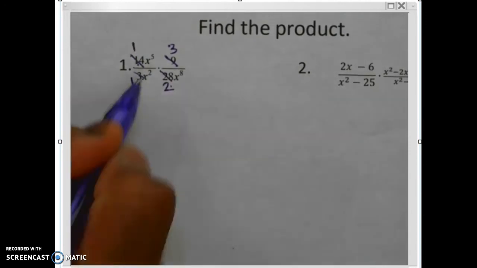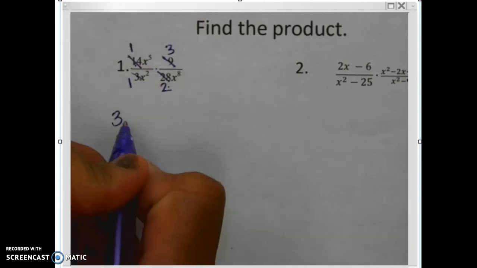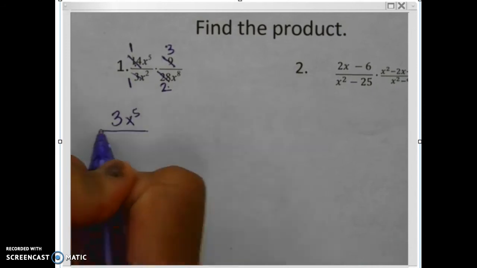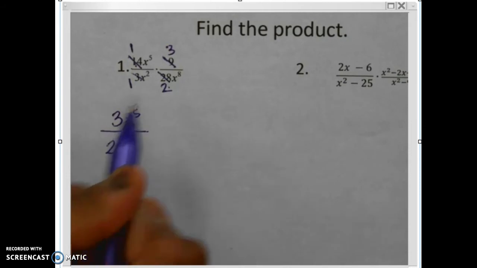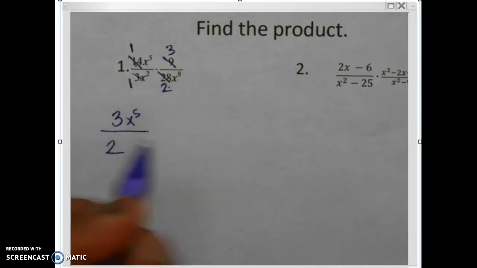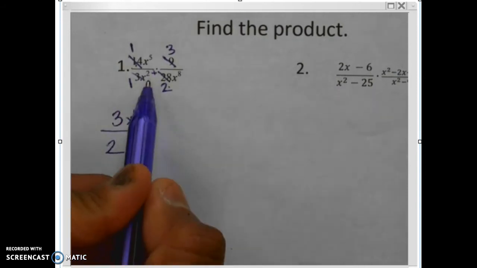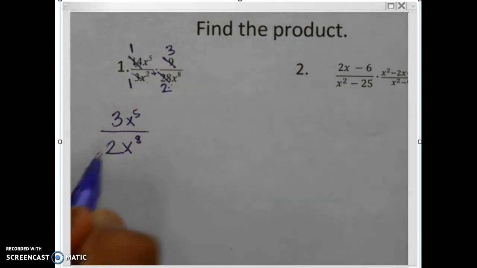Let's look at what's left. 1 times 3 is 3 up top. And then I still have that x to the 5th power. And then I have 1 times 2, that's 2, dealing with the numbers first. And then x squared times x to the 8th power. Remember, when I'm multiplying and they have the same base, I add the exponents. That gives me x to the 8th power.